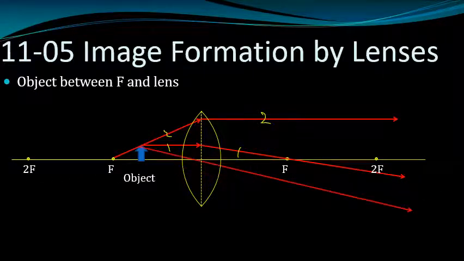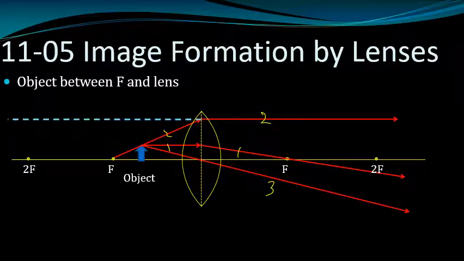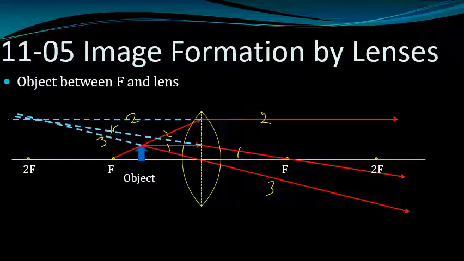Ray 3 goes through the center and doesn't bend. So where's the image? That's a problem, isn't it? They don't meet. So what we'll do is we'll trace our refracted rays backwards. So here is ray 2 going backwards. Here is ray 3 going backwards. Here is ray 1 going backwards. And now, notice they all meet at a single point. Our image is back there.